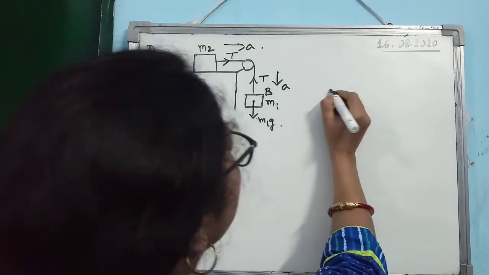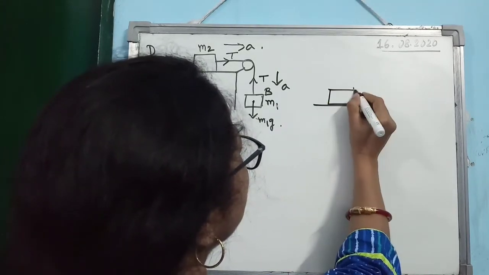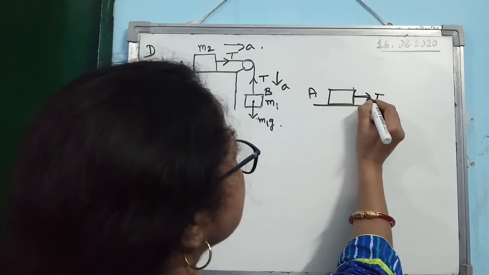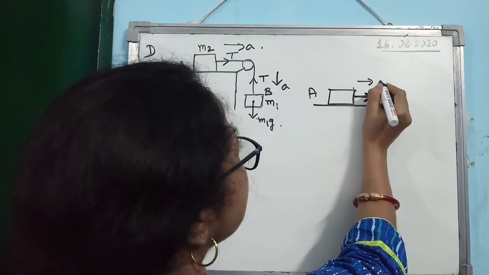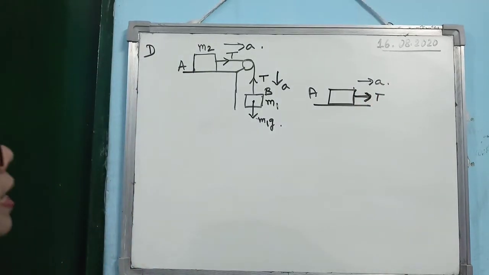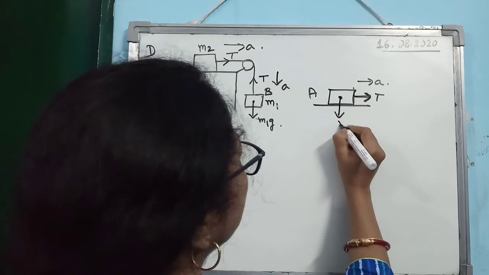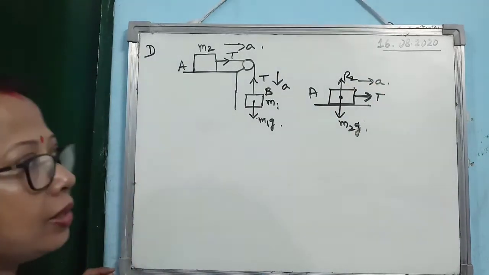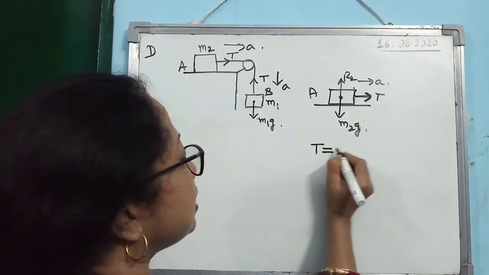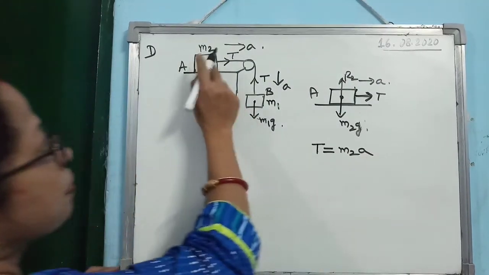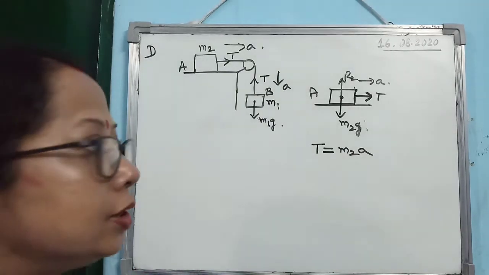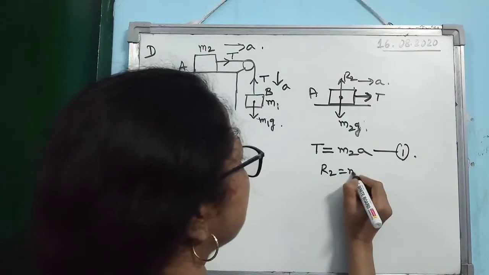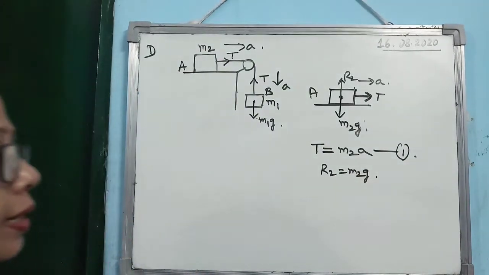So if you draw the free body diagram for A, you see, T is acting in this direction, tension in the string, acceleration in this direction, alright. And if you consider the weight of the body is M2G acting in this direction, R2 is the normal reaction, then you can write T is equal to M2A. Alright, tension is equal to how much? M2 into A. This is the first equation, and R2 is M2G. R2 equal to M2G, we do not need in this case.